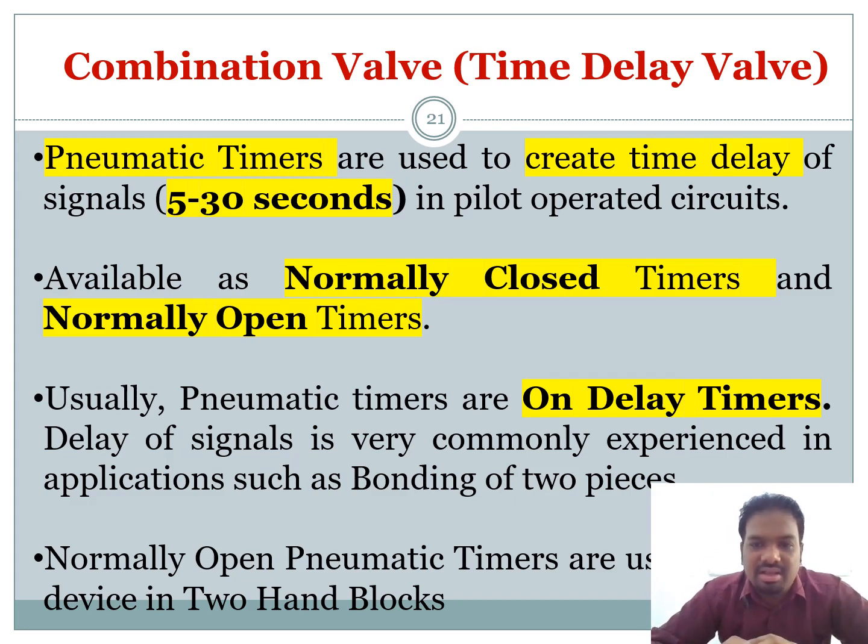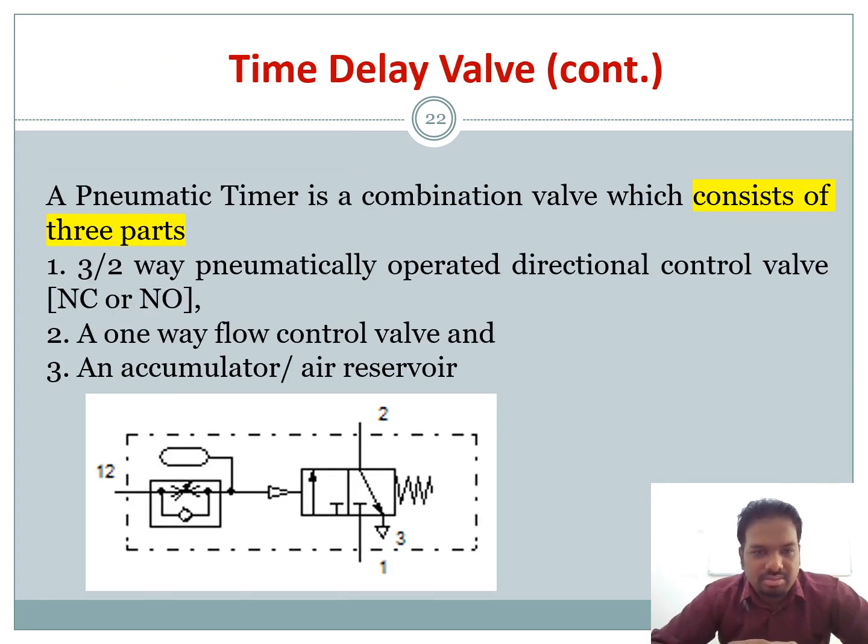Usually pneumatic timers are on-delay timers. Delay of signal is commonly experienced in applications like bonding of two pieces. So it's very common to have a time delay. The time delay valve is a combination valve, and since it's a combination valve, it consists of three parts.